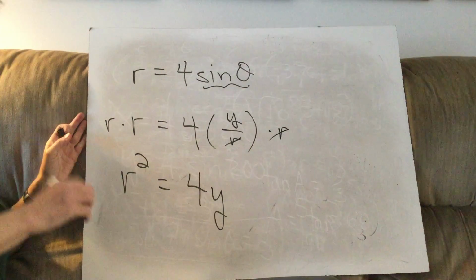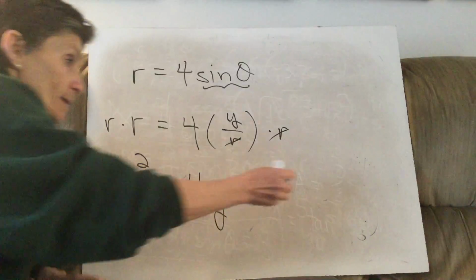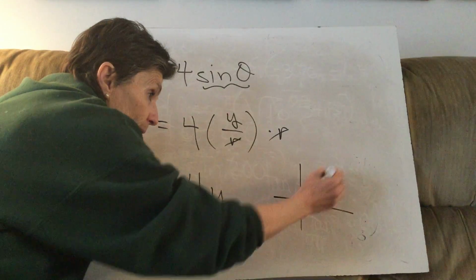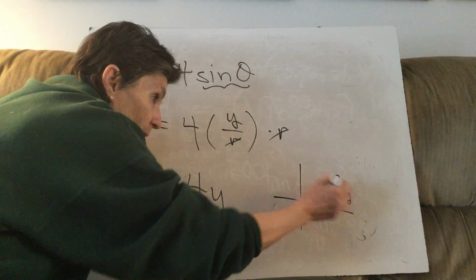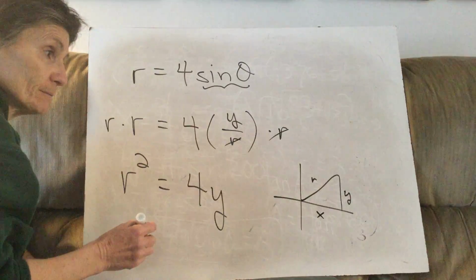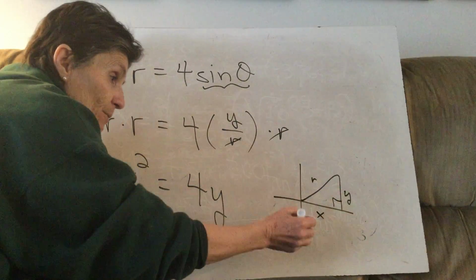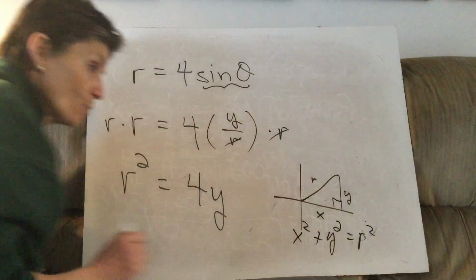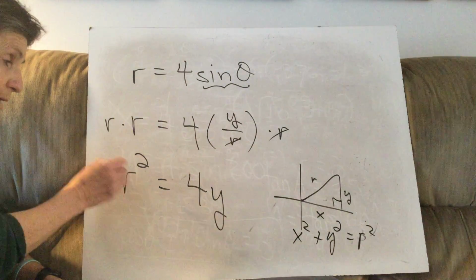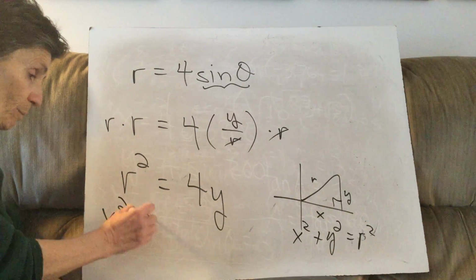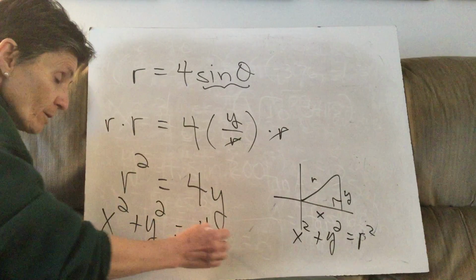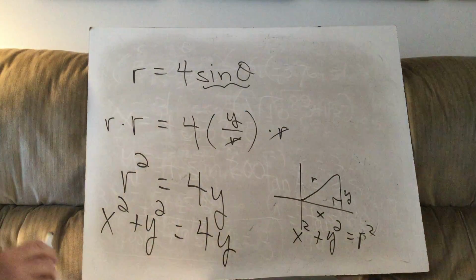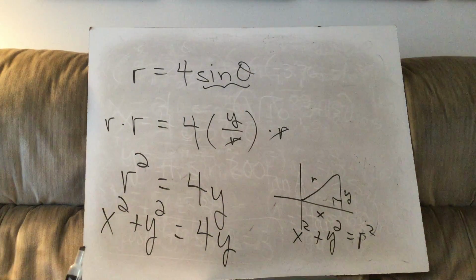And then here's another thing you have to remember. Every time we have an x and a y and an r, the Pythagorean theorem works. So x squared plus y squared equals r squared. So when you see this r squared here, you're going to replace it with x squared plus y squared. I hope you're taking good notes. We talked about that before.